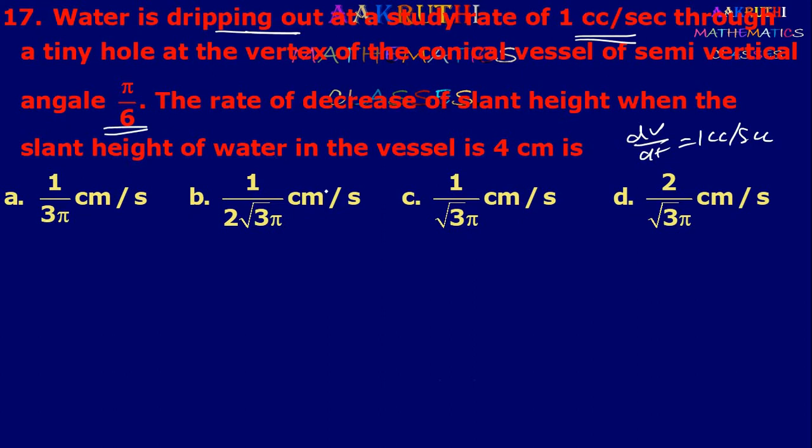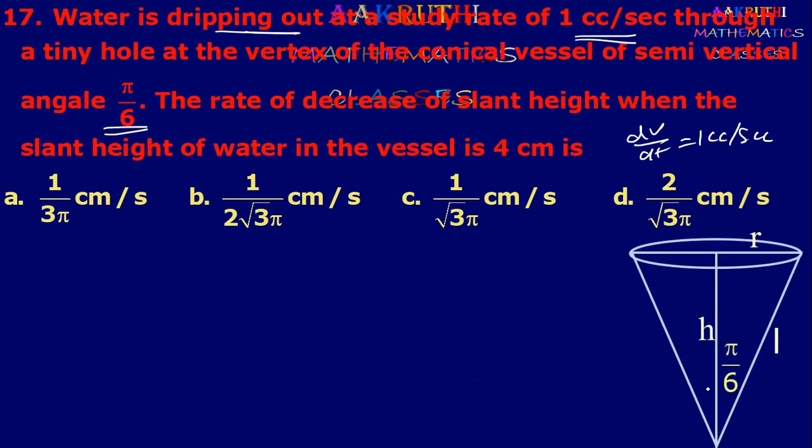So first we draw the diagram. We take the semi-vertical angle as pi by 6, so this angle is pi by 6. Now the question is to find the rate of change of slant height of the water in the vessel. So when the slant height is 4 centimeter, we have to find the rate of decrease in the slant height.